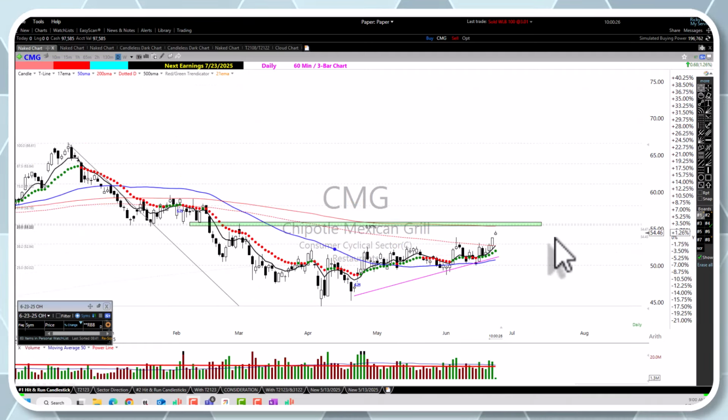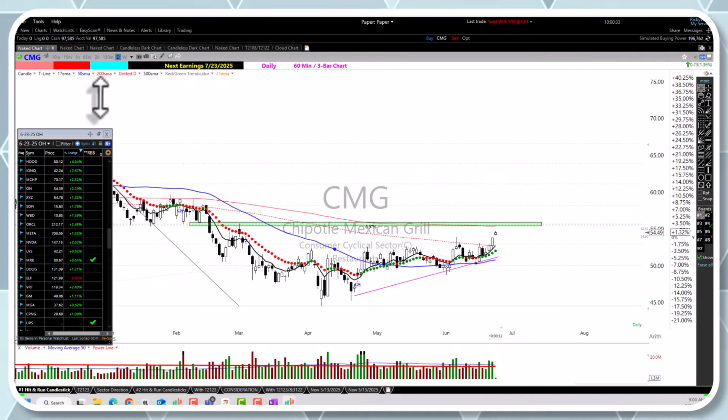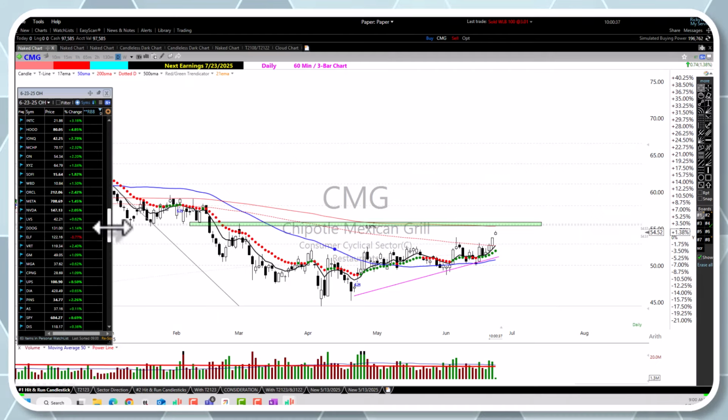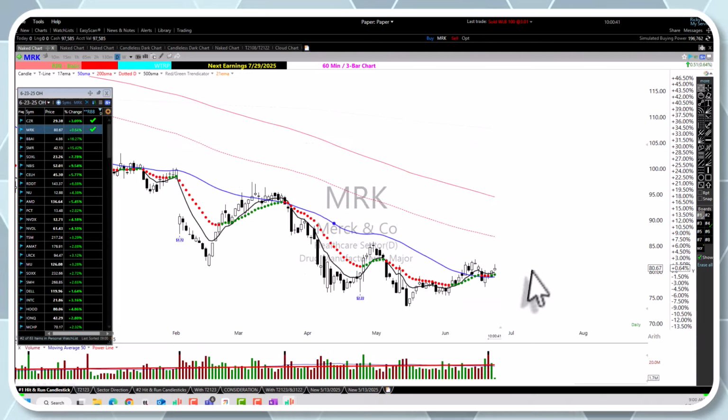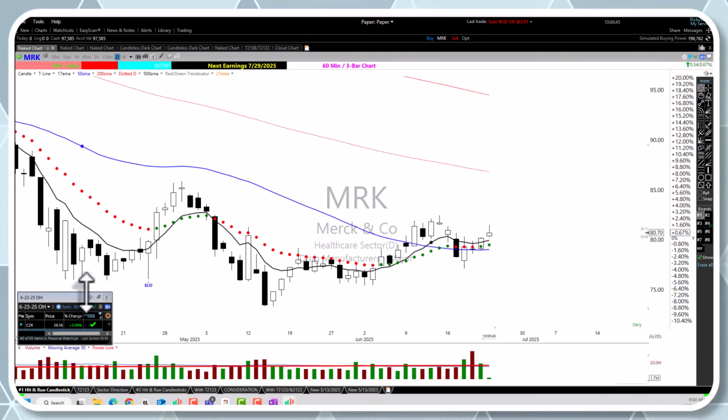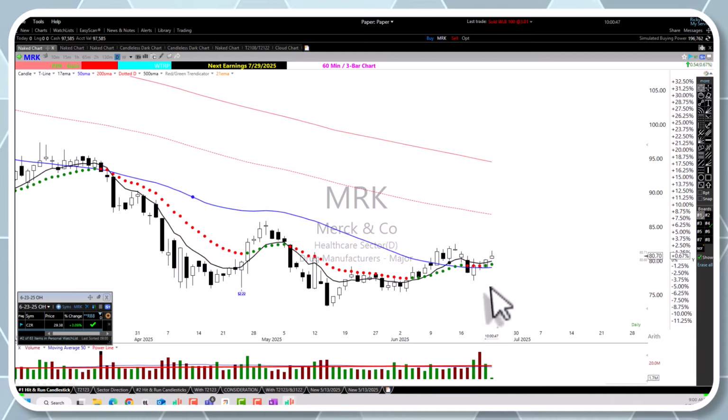Now, let's go look at, I think there's a couple rounded bottom breakouts on this. Merck. Look at Merck. So here's what I'm going to do with Merck. First, a rounded bottom breakout.